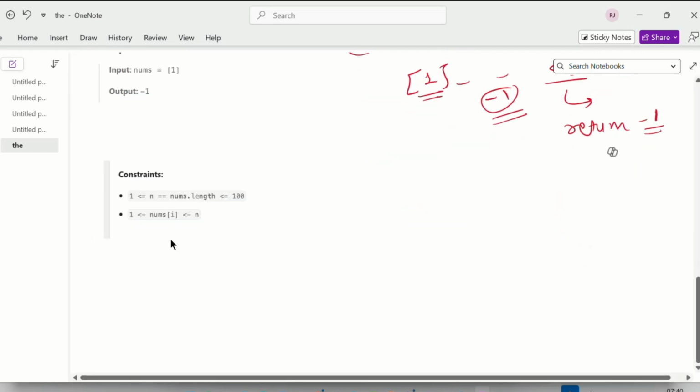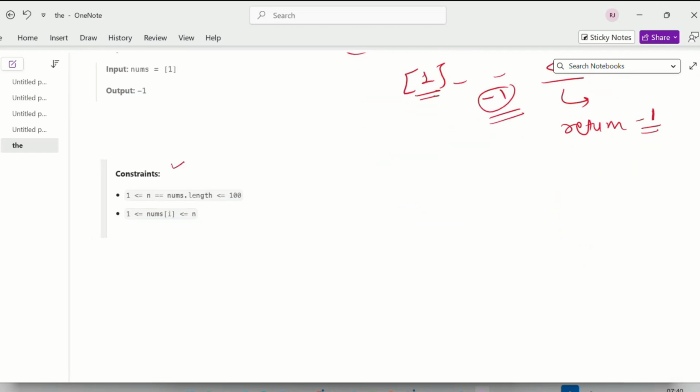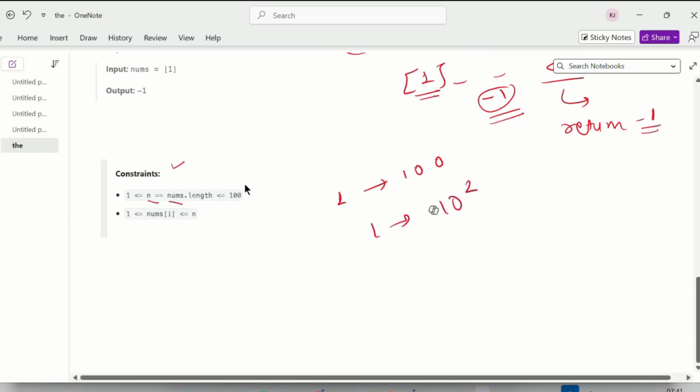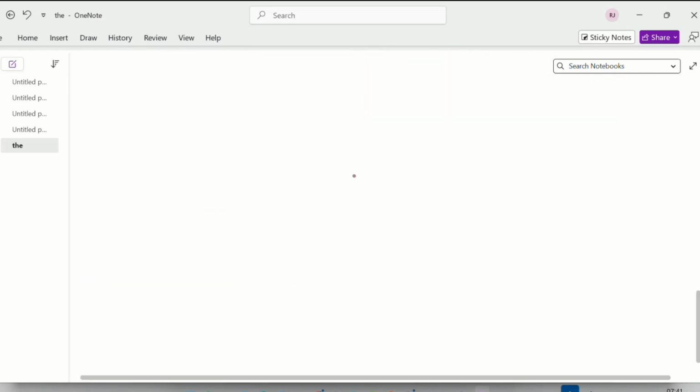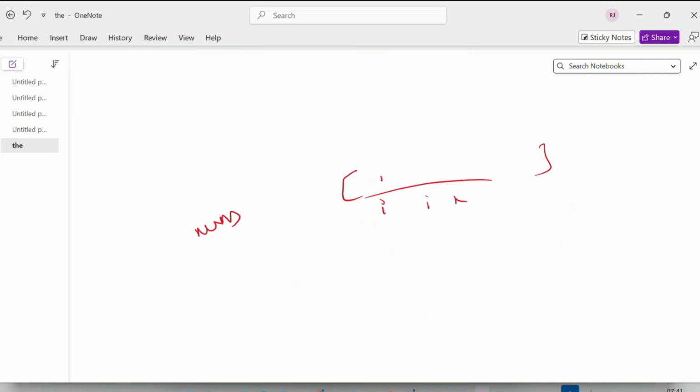Now if we look at the constraint, n is the size of the nums vector. It can go from 1 to 1 times 10 to the power 2. In this case, we need to find three indices in the nums vector.